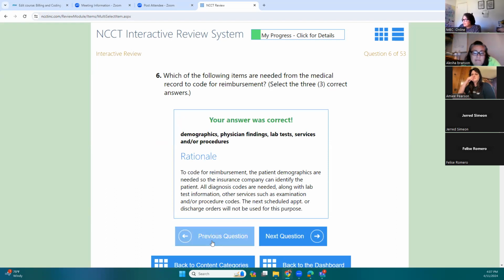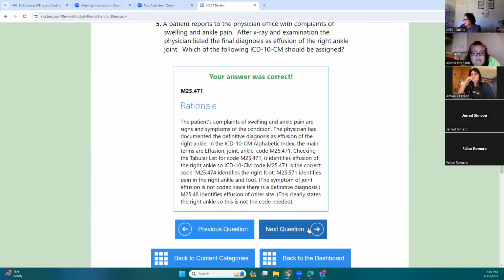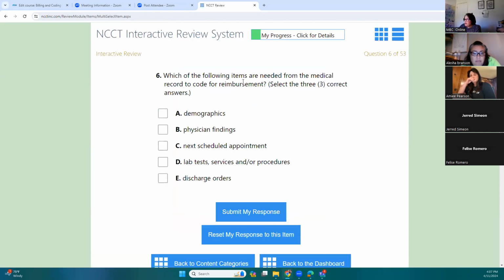So let's go back and look at it again, just because I want to make sure that we take a good look at it. Which of the following items are needed from the medical record to code for reimbursement? It's going to be demographics, physician's findings, lab tests, services, and/or procedures. Does that make sense to everybody? Yeah. And if you look at it, the next scheduled appointment, you don't have to have that for reimbursement, and you don't need the discharge orders for reimbursement.